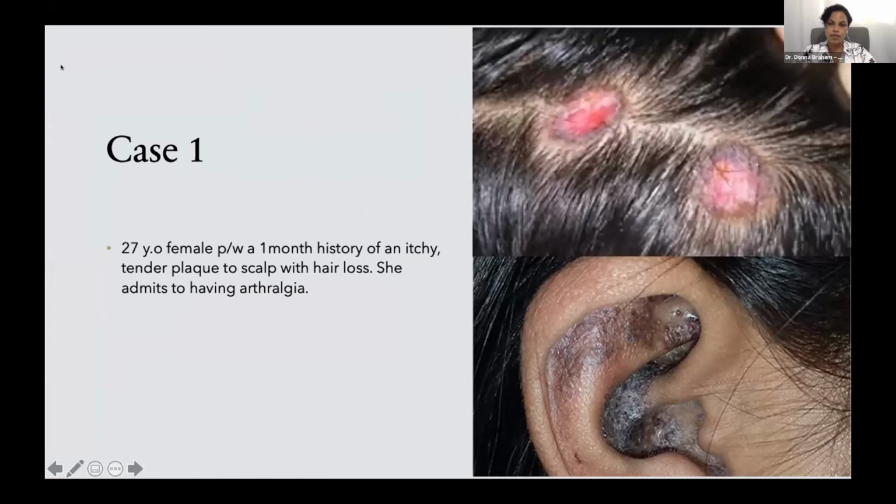So our first case is that of a 27-year-old female who presents to us with a 1-month history of an itchy tender plaque to the scalp associated with hair loss, and she also admits to having arthralgia. On examination, we saw 2 well-defined indurated erythematous plaques with surrounding hyperpigmentation.